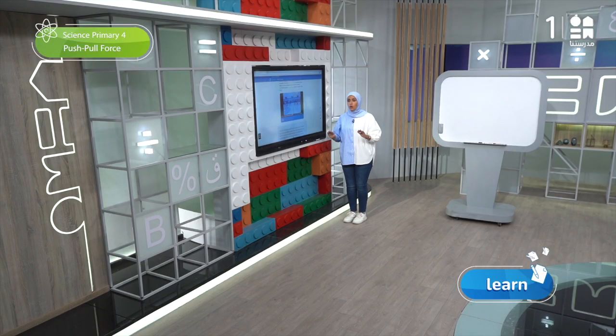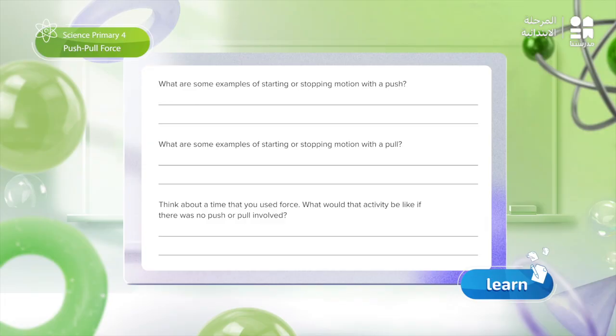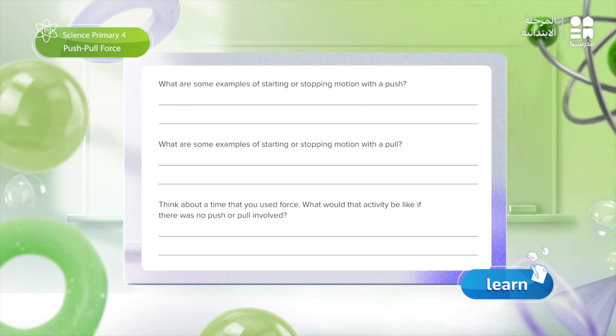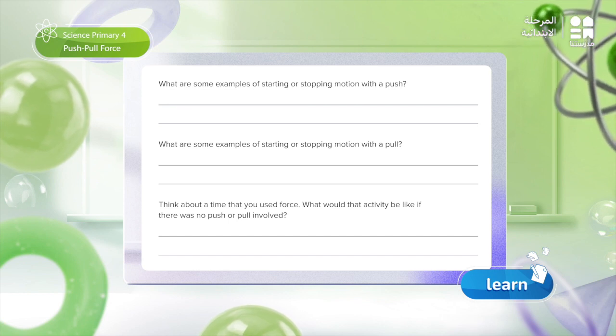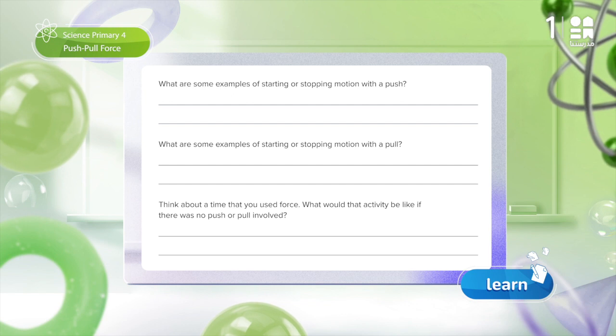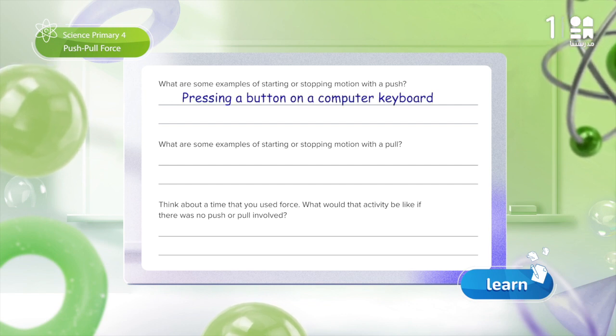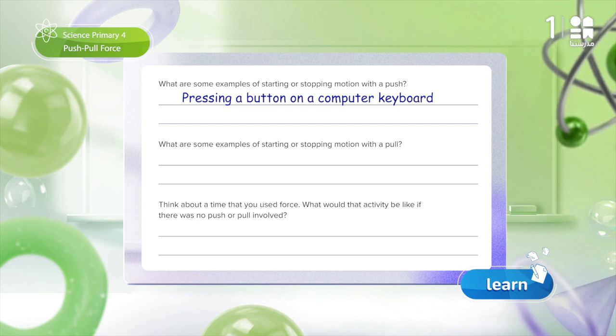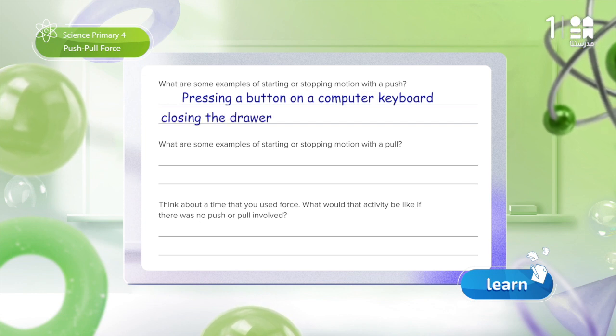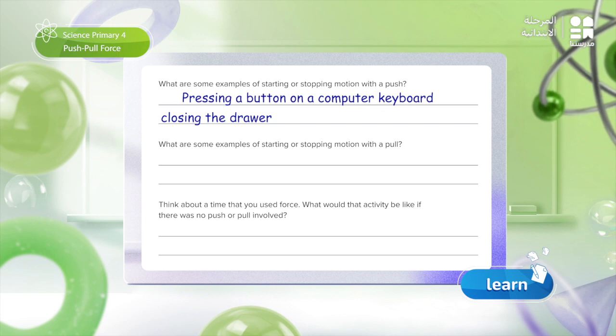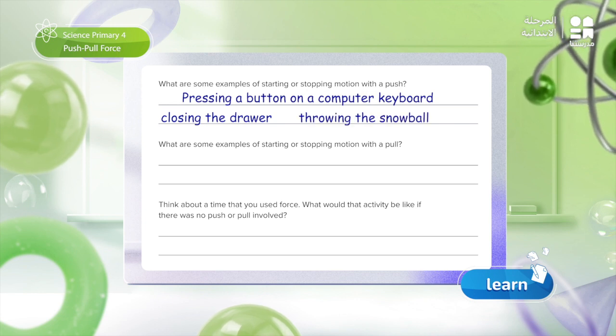I recorded all the examples that Kathy said. Let's review them together and add them to the examples we wrote in the book. Open your book on page 147 and write down with me. The examples that Kathy said about pushing forces are pressing a button on a computer keyboard, like when I write on the keyboard, I press buttons. Closing the drawer, or throwing a snowball.